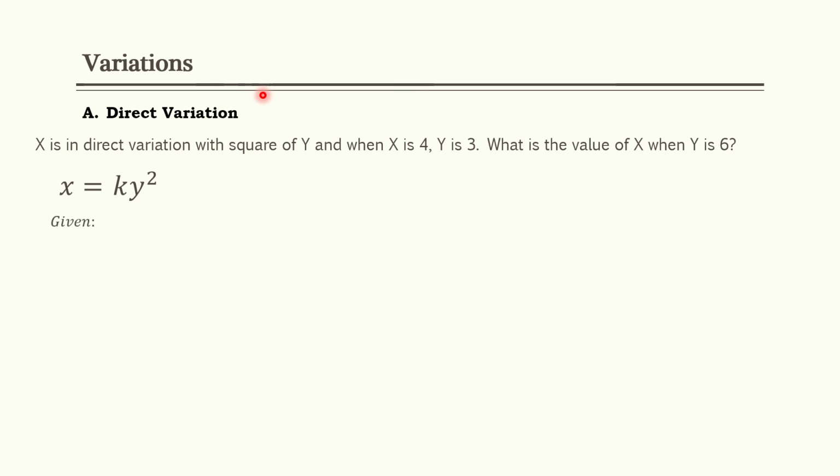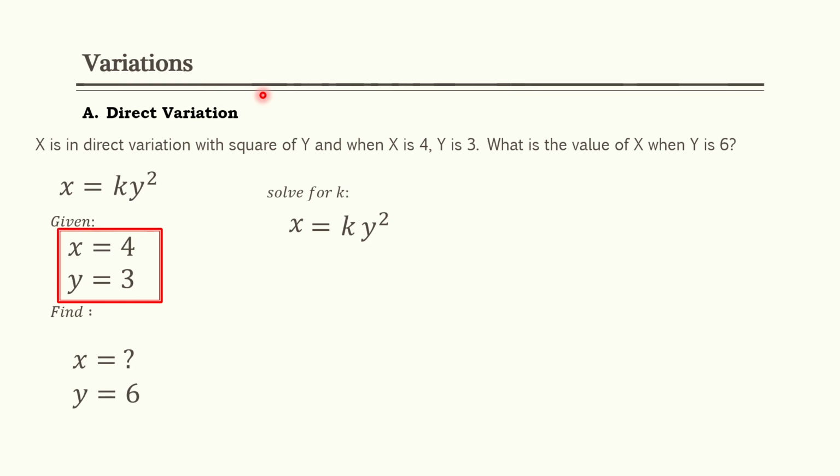So, lagay natin yung given, x is equal to 4, so y is 3. Okay? Then, we have to find the value of x when y is 6. So, since we're looking for that, solve muna natin yung k. So, alam na natin mag-solve ng k, sa-substitute natin yung mga value ng mga variable natin from this equation. Okay? So, x is equal to 4 and y is equal to 3. So, lalagay natin ngayon, 4 is equal to k times 3 squared. Since yung y natin 3, naka-squared, so 3 squared. So, 4 is equal to k times 9.